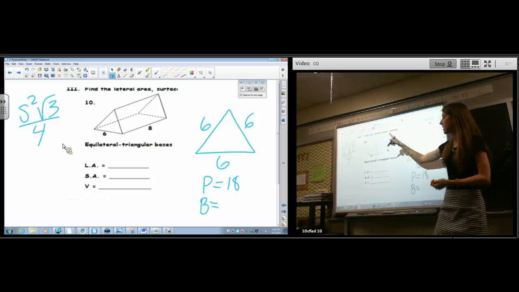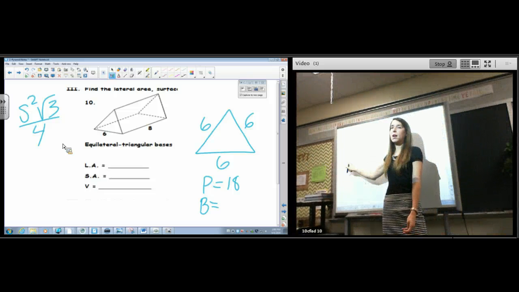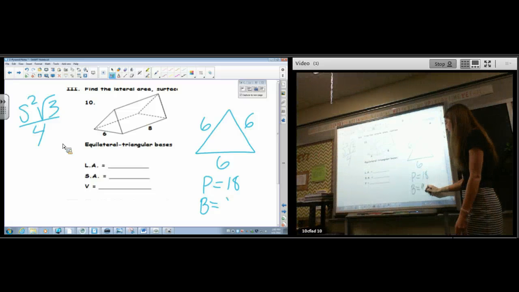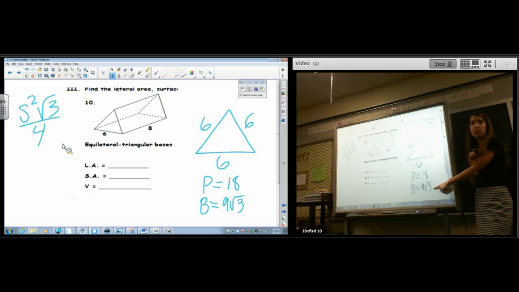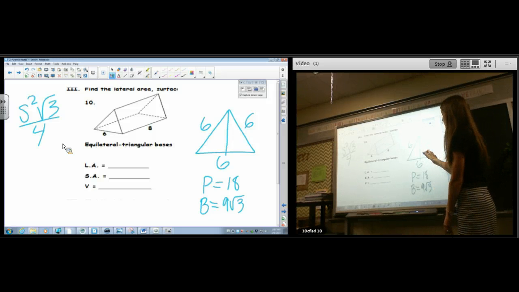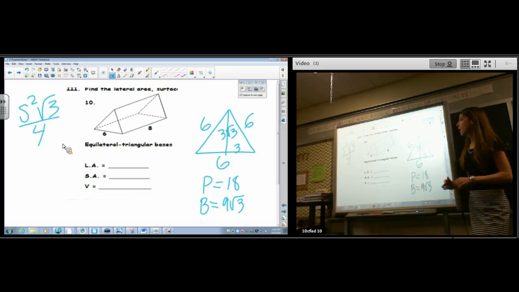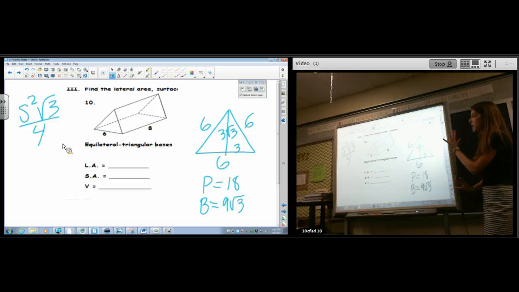So if I were to plug this in, what's 6 squared? 36. Divided by 4. 36 divided by 4, 9. We now have the area of the base. It's 9 root 3. I used the shortcut. If you didn't use the shortcut, you would need to do this, and then base times height divided by 2. Alright, so I've pretty much found the pieces we need.